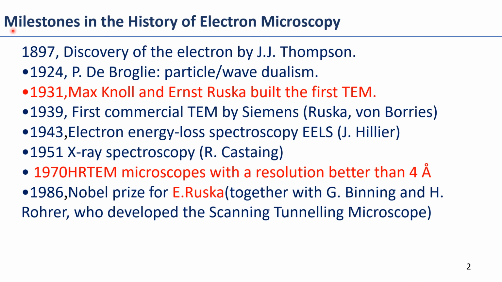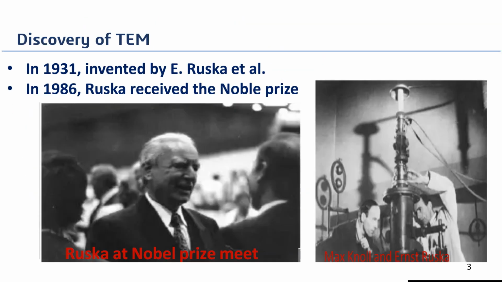This slide shows the milestones in the history of electron microscopy from 1897 to 1986, where in 1931 Max Knoll and Ernst Ruska built the first TEM, and in 1986 received the Nobel Prize for this discovery. This picture shows the discovery of TEM in 1931 invented by E. Ruska, and in 1986 Ruska received the Nobel Prize. And in this picture we see Ruska receiving the Nobel Prize medal.